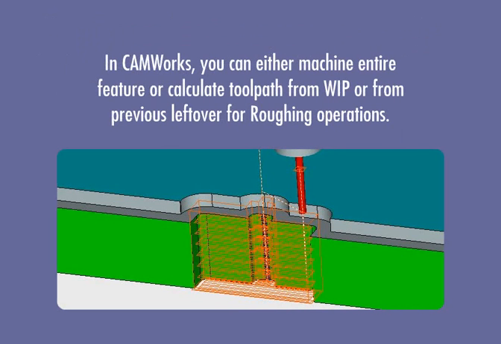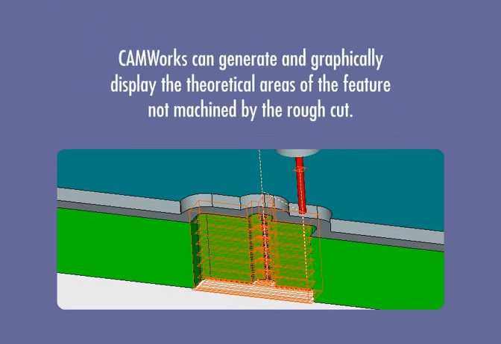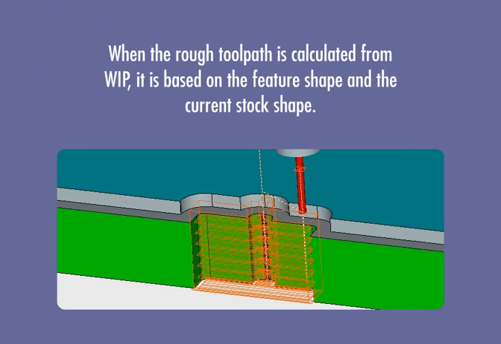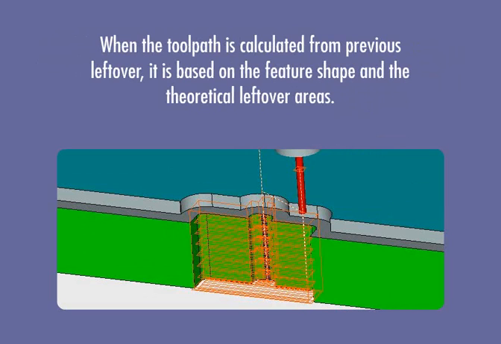In CAMWorks, you can either machine an entire feature, calculate toolpath from work in process, or from previous leftover or roughing operations. CAMWorks can generate and graphically display the theoretical areas of a feature not machined by the rough cut. When the rough toolpath is calculated from work in process, it is based on both the feature shape and the current stock shape. When the toolpath is calculated from previous leftover, it is based on the feature shape and the theoretical leftover areas.